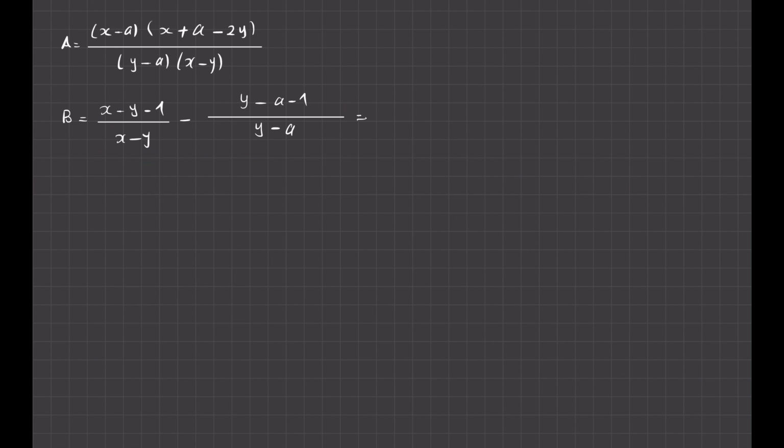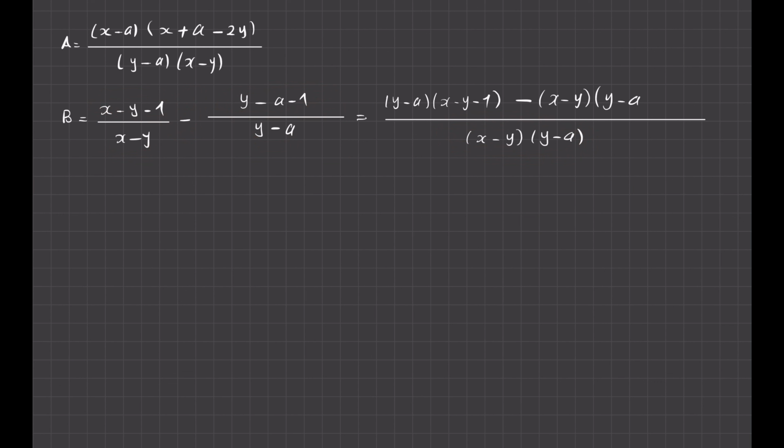But again, the common denominator is this product, x minus y, y minus a. I compare my LCD with here. I have extra factor y minus a, which I have to multiply it here. So it becomes y minus a times x minus y minus 1. And then I have a minus sign here, so it becomes minus. Comparing the LCD with this one, I have this extra factor should be multiplied here. So then it becomes minus x minus y multiplied by y minus a minus 1.